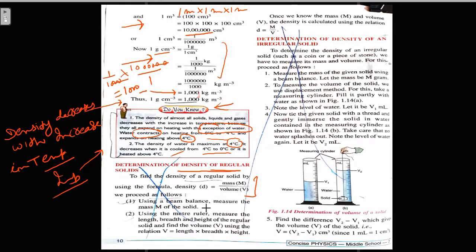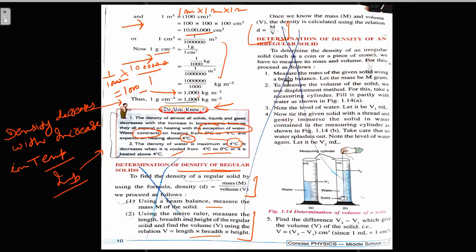So we use a beam balance and a meter ruler to measure the mass, and the length, breadth and height to find the volume, using the formula volume equals length times breadth times height. Once we have calculated the mass and volume, we can easily calculate the density with this formula or relation, right?